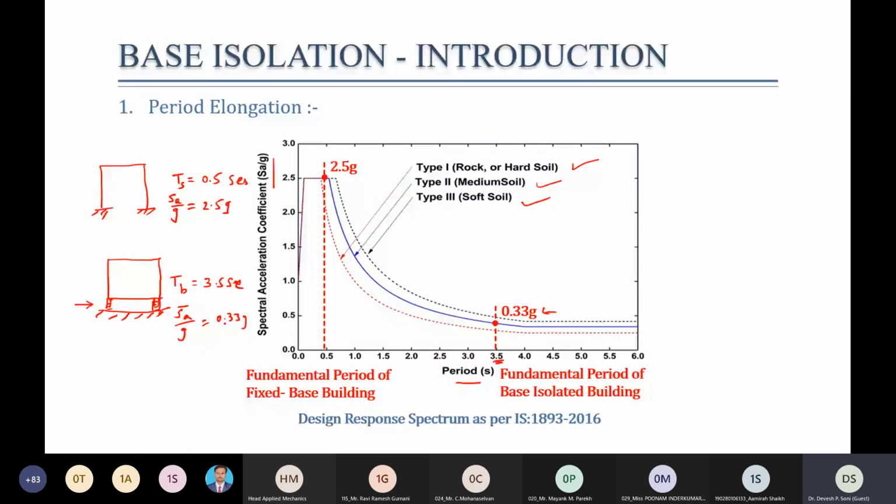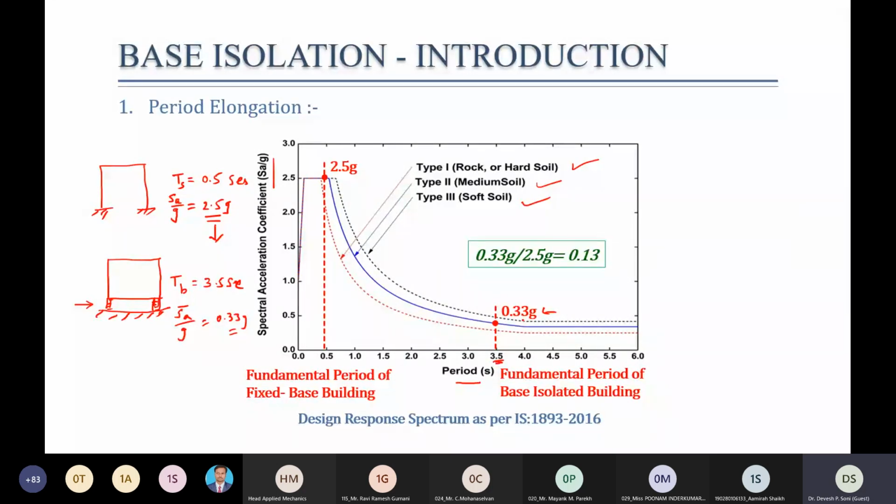Now we know that the base shear, or the total earthquake force, is directly proportional to the spectral acceleration. We can see that there is a drastic reduction in spectral acceleration. It has reduced to 0.33 times gravitational acceleration from 2.5 g. So the lateral force or seismic force will reduce drastically, and thereby the isolation system works and reduces the structural response.